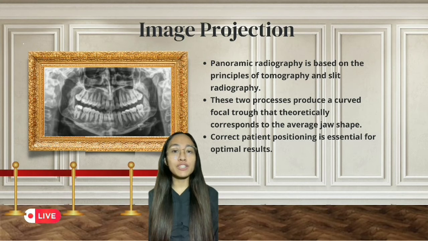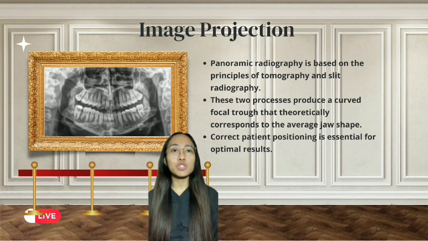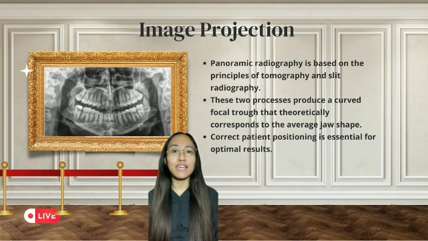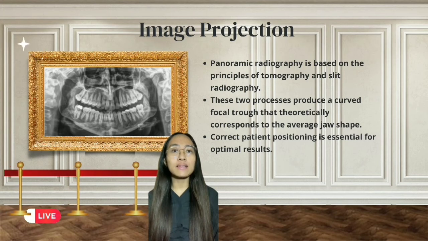Slit radiography, on the other hand, involves the acquisition of an image of a large structure by the scanning movement of a slit beam. These two processes produce a curved focal trough that theoretically corresponds to the average jaw shape. The anterior part of the layer is unavoidably narrower than the posterior part of the layer. Therefore, some patients' jaws will not exactly match the predetermined form of the image layer. Correct patient positioning is essential for optimal results.